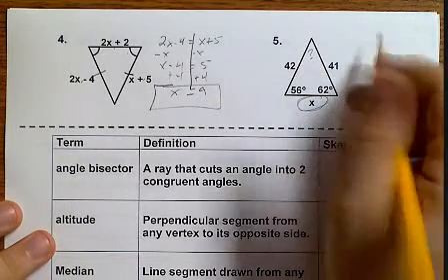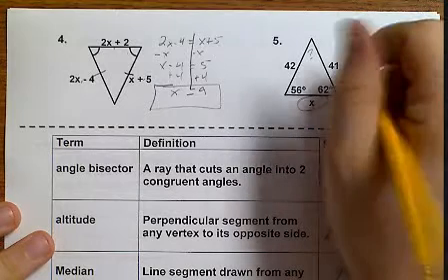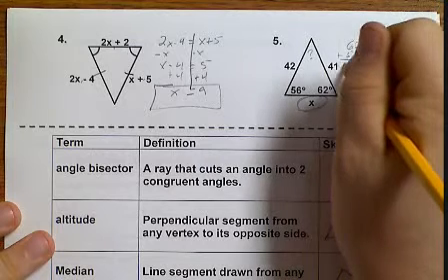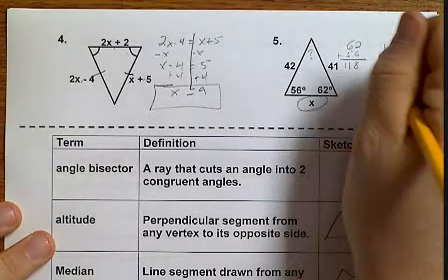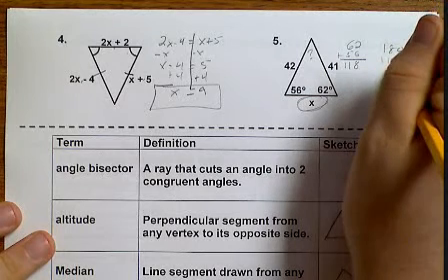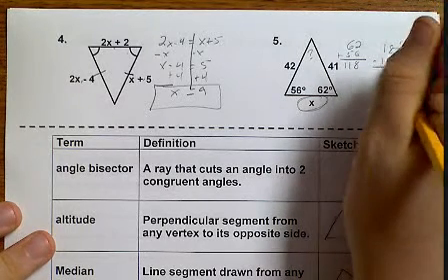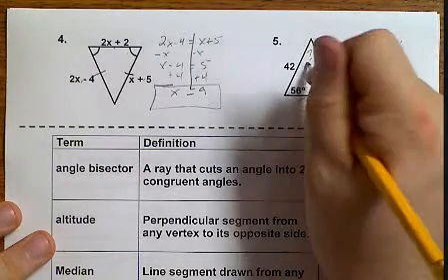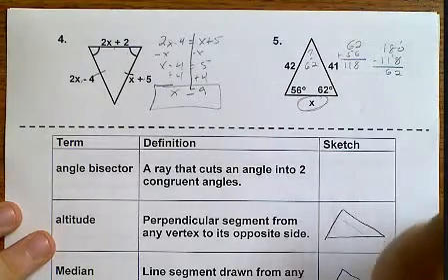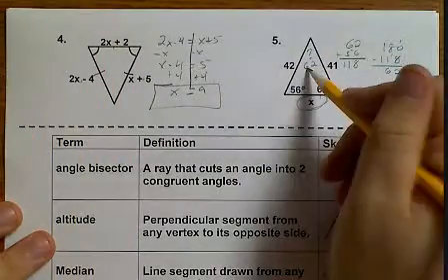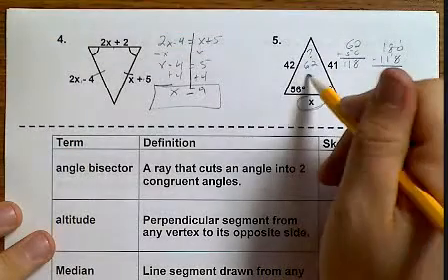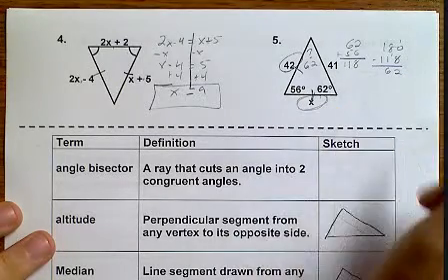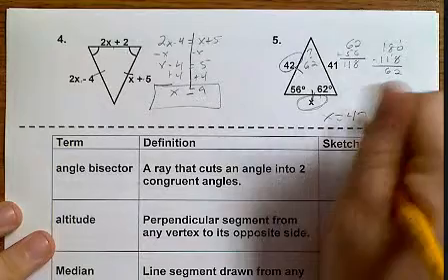Well, now there's 180 degrees in a triangle. So 62 plus 56 is 118. 180 minus the 118 is 62. So this angle is 62 degrees. So if this is 62, that means angles opposite sides are the same. So x must be the same as 42. And we're done.